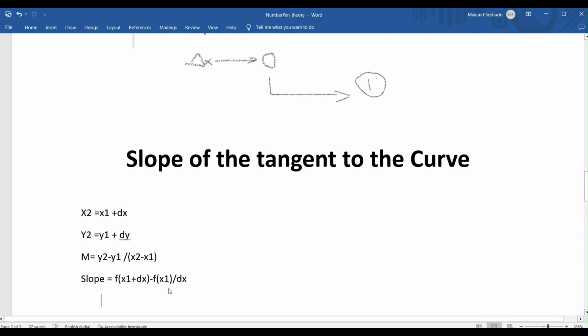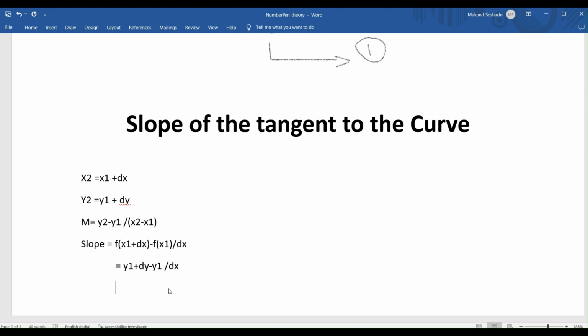Now f of x1 plus dx is your y2, right? And f of x1 is your y1. And what is y2? It is y1 plus dy, which is infinitesimally small. And f of x1 is again y1, and y1 and y1 get cancelled. And that's how the slope of this particular equation is dy by dx, right?